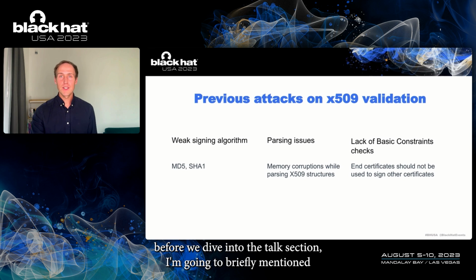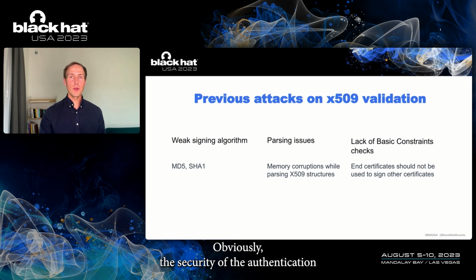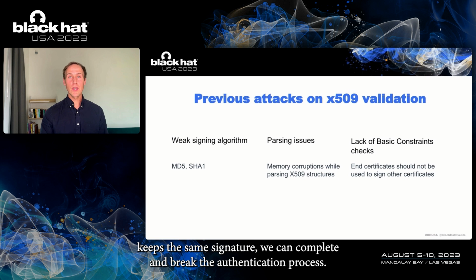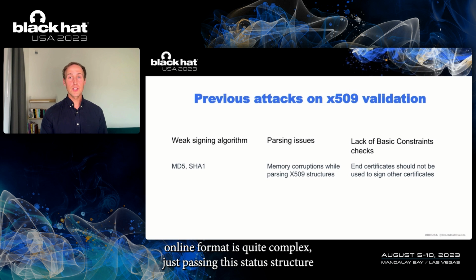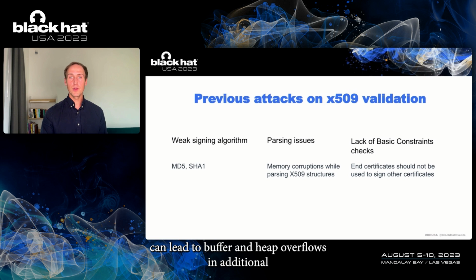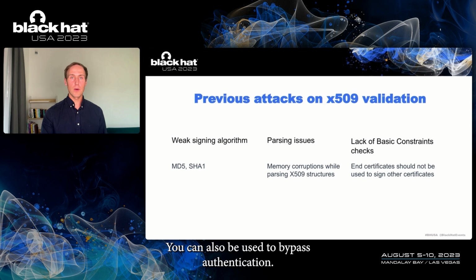Well, before we dive into the attack section, I'm going to briefly mention the previous well-known attacks on certificate validation. Obviously, the security of the authentication system depends on the strength of the signature. If we can somehow forge the content of the certificate, but keep the same signature, we can completely break the authentication process. Also, since the X509 format is quite complex, just parsing these data structures can lead to buffer and heap overflows. In addition, lack of basic constraint checking can also be used to bypass authentication.